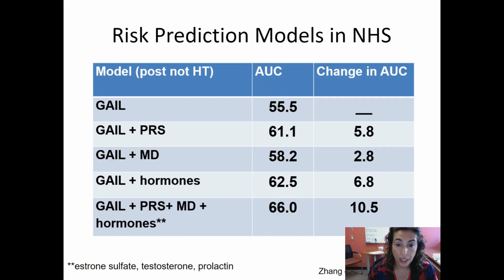If the AUC was 50, it means it's as good as flipping a coin. The original Gail model in our population was 55, so really not that great. But you can see that with the addition of a polygenic risk score, mammographic density, and circulating hormone levels, all of these things together are helping to move this away from the 50 and to a point where it would be performing well in the clinics to identify those women at the highest risk.